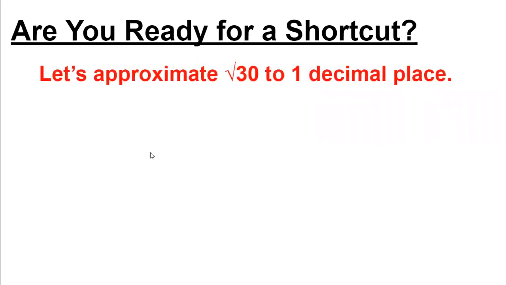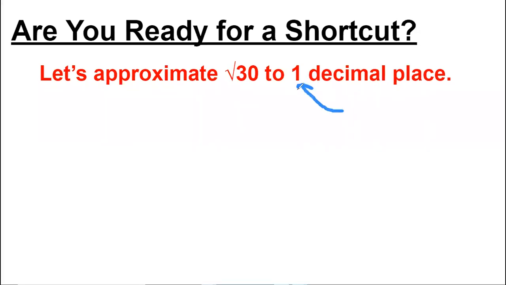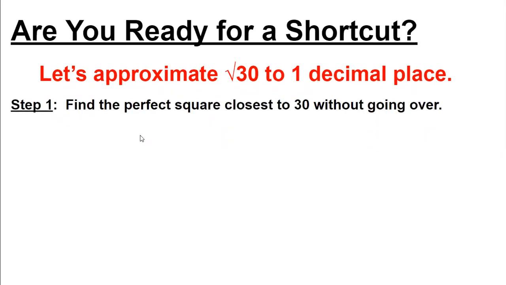So we're going to approximate the square root of 30, and like I said, for the shortcut, only to 1 decimal place. For the test, you're going to probably have to do 2 decimal places. So this method will sort of work to 1 decimal place, but you're going to have to know the other method as well. Okay, so step 1 in the shortcut is find the perfect square closest to 30 without going over. Similar to what we've done.